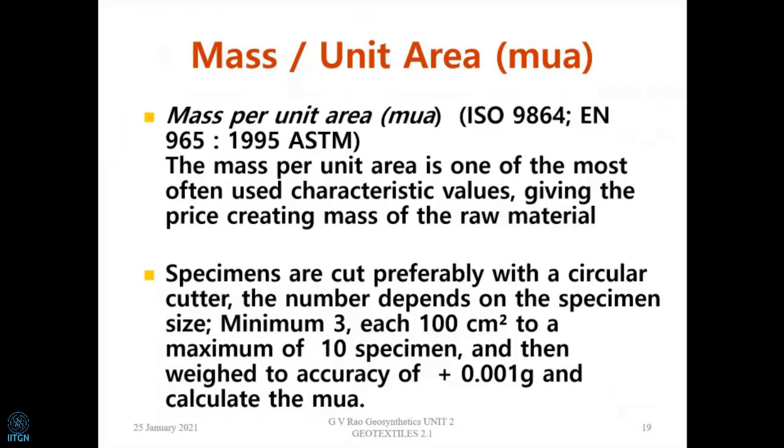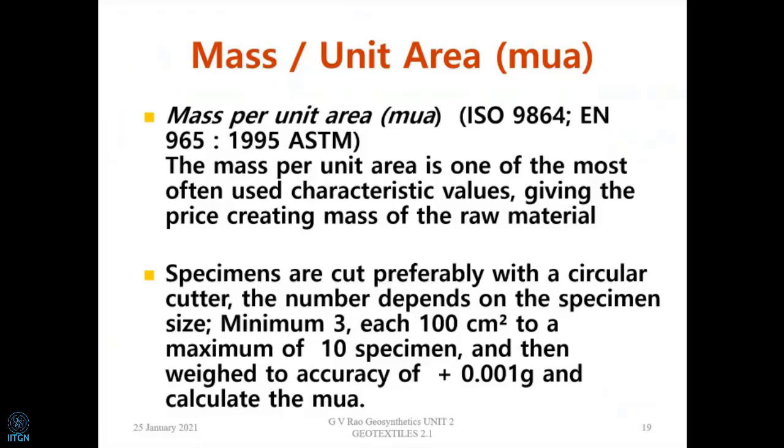So then the process charges are going to be there. So higher the thickness, higher the mass per unit area, higher thickness also, we find that the cost is going to move. We have to be very clear on what it is we are going to pick up, why you are picking up this value. That value is based upon the further testing. So specimens are cut preferably with a circular cutter. The number depends upon the specimen size, minimum 3, each 100 square centimeters, to a maximum of 10 specimens, and then weigh to an accuracy of 0.001 grams and calculate the mass per unit area. Now this weighing balance is exactly what we use in our soil laboratory. So those are quite good.